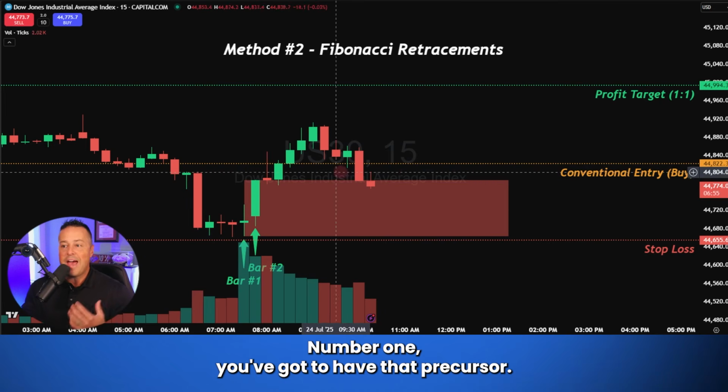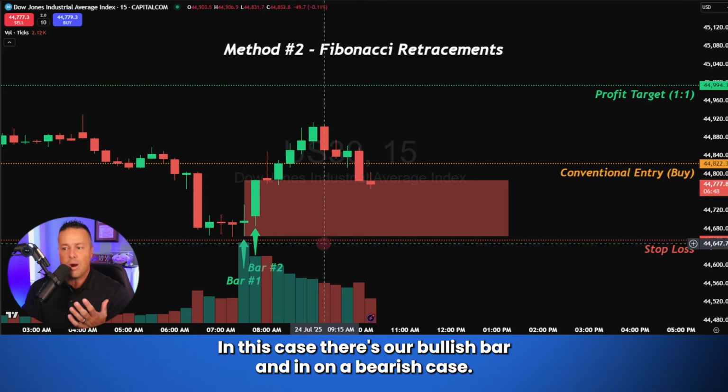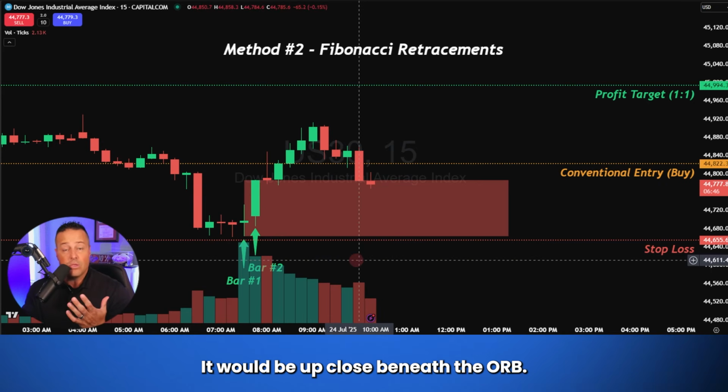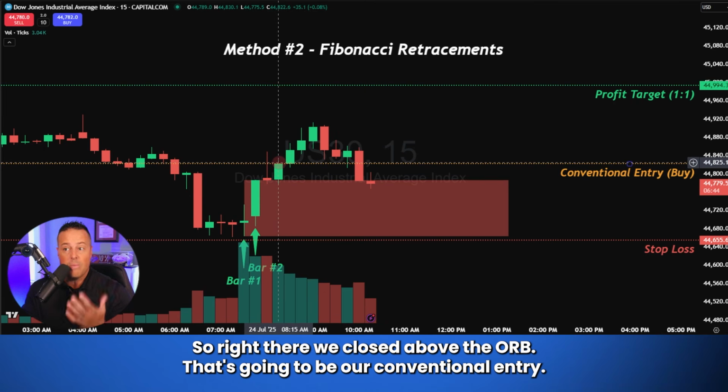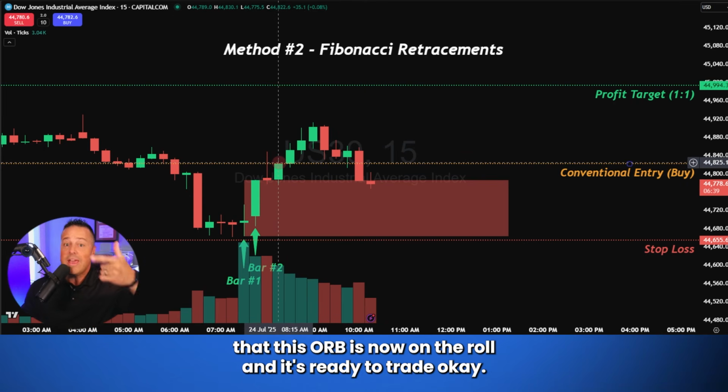Number 1, you've got to have that precursor. You've got to have that bar that closed outside of the ORB. In this case, there's our bullish bar, and in a bearish case, it would be a close beneath the ORB. So right there, we closed above the ORB. That's going to be our conventional entry. That's going to tell us that this ORB is now on the roll and it's ready to trade.